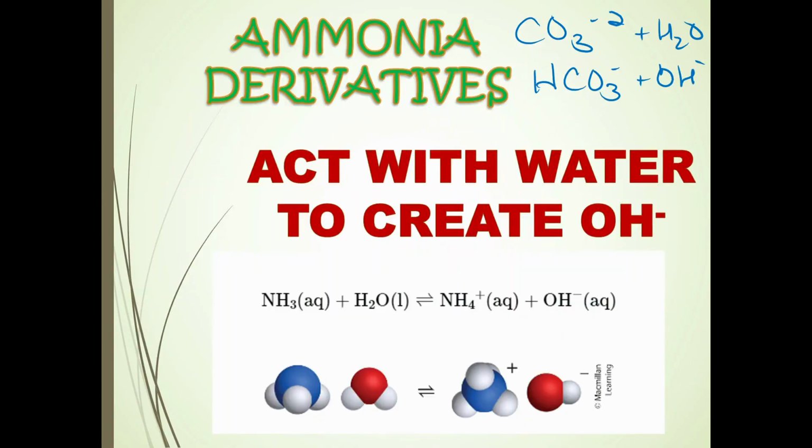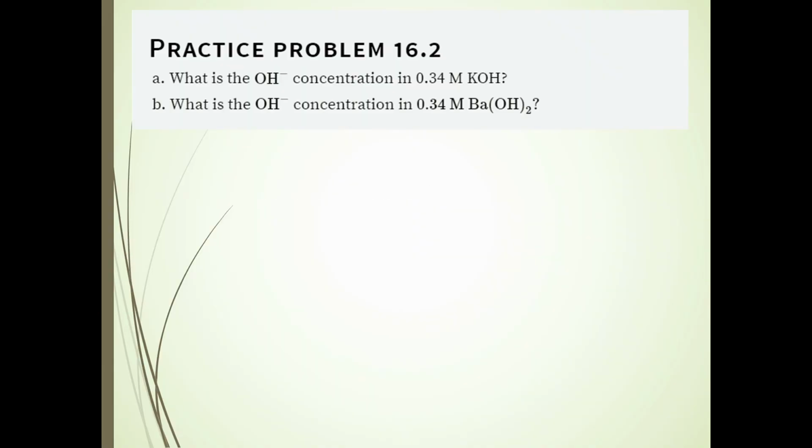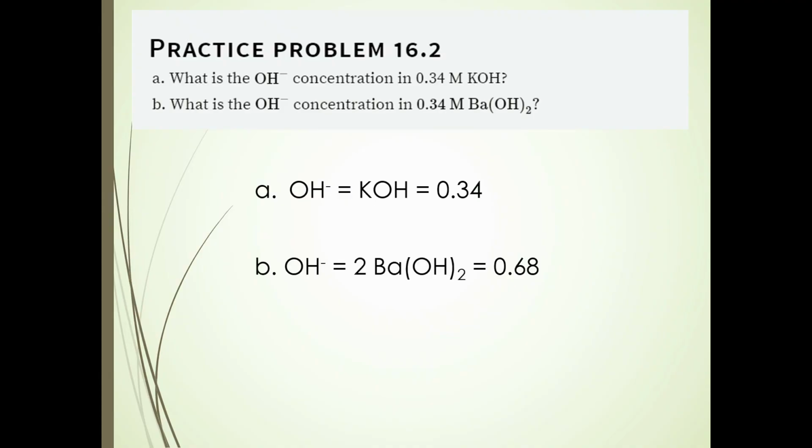That is not true of a strong base. A strong base will lose both of its OHs at the same time. So the concentration of OH minus in KOH is 0.34, but in BaOH2, it's twice that. So for CaOH2, SrOH2, and BaOH2, the concentration of OH minuses will be twice the concentration of the original solution. Those are the only three exceptions to having to write a 2 in front of it.